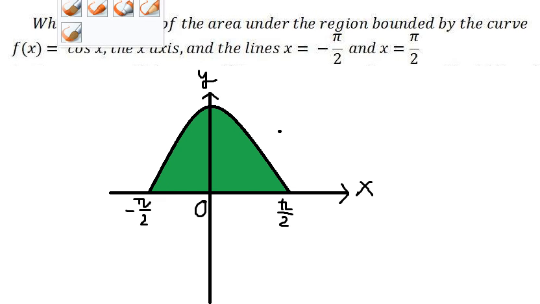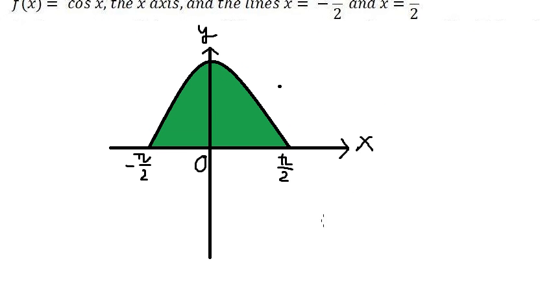And now if we look carefully at the graph, we see that this is on the positive side. So we can set up the integration, and we go about the integral from negative pi over 2 to positive pi over 2, and we have cosx dx.